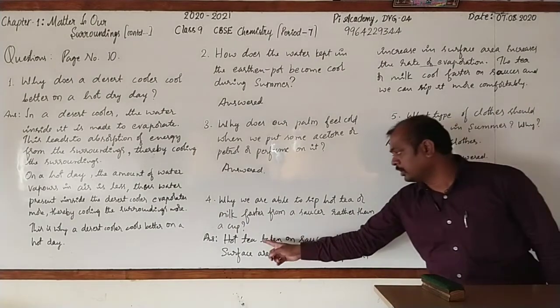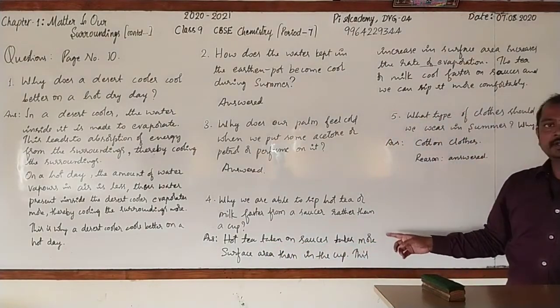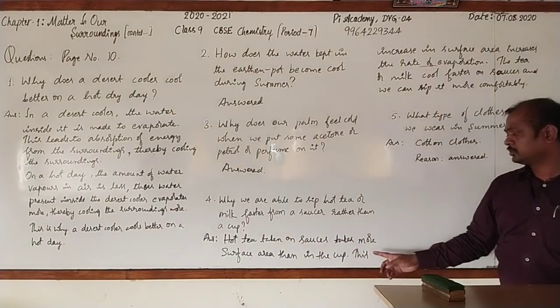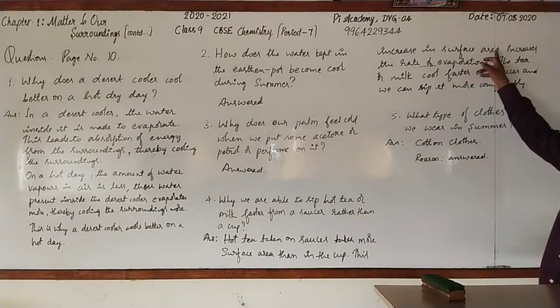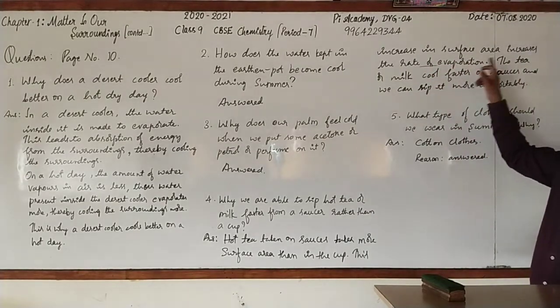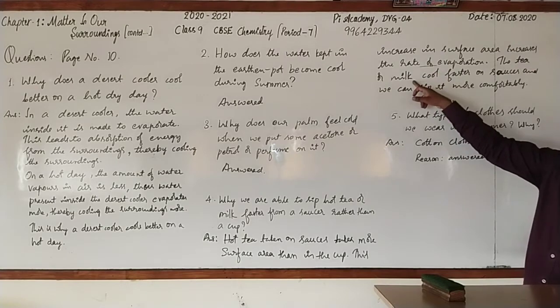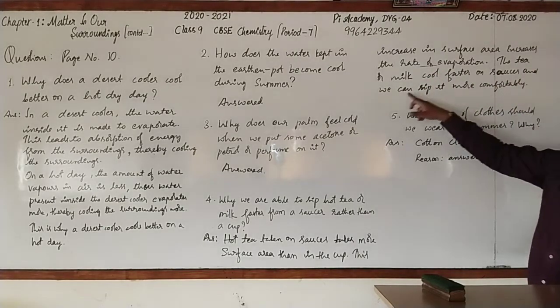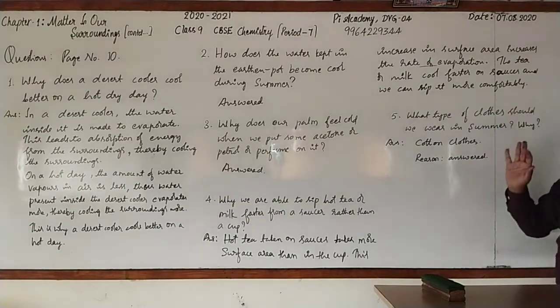Here I have written, hot tea taken in a saucer has more surface area than in the cup. So this increase in the surface area increases the rate of evaporation. As a result, the hot tea or milk that we have taken in the saucer cools faster and we can sip it more comfortably.